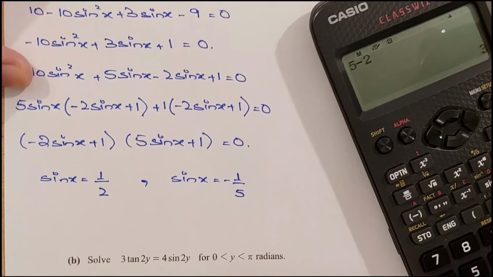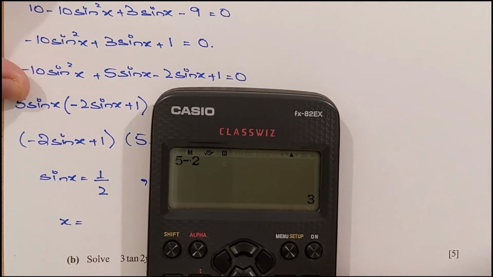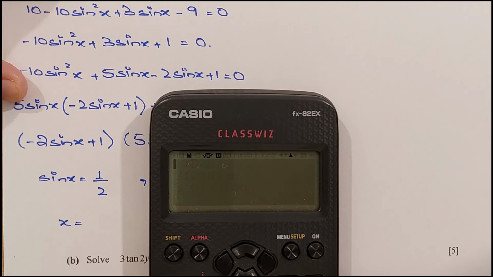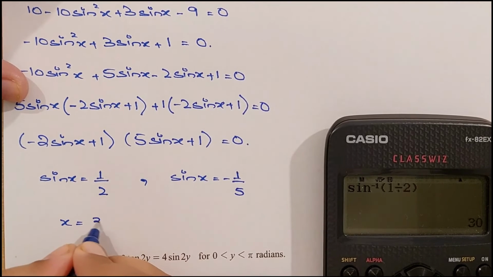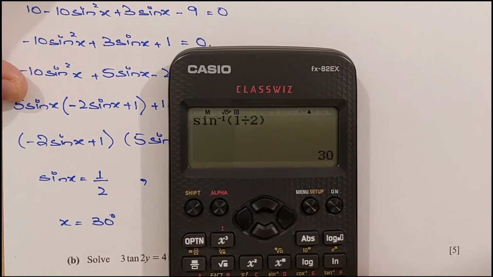So we have to solve for both. x equals sine inverse of 1 by 2, in degrees. Let me convert my calculator into degrees first. Sine inverse of 1 divided by 2 is 30 degrees. And solve for the negative one here as well: sine inverse of 1 by 5.